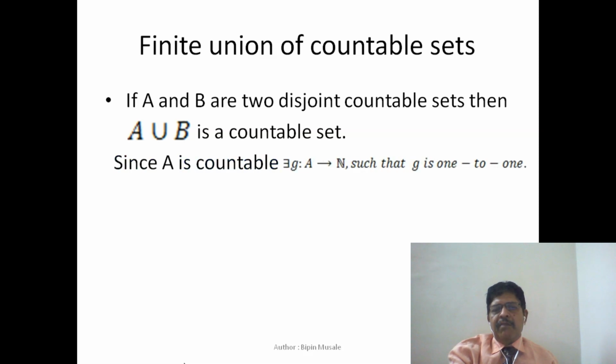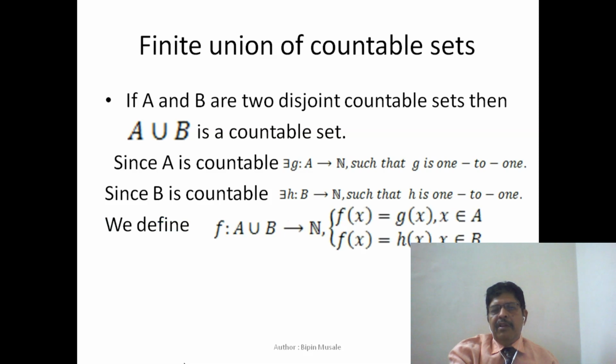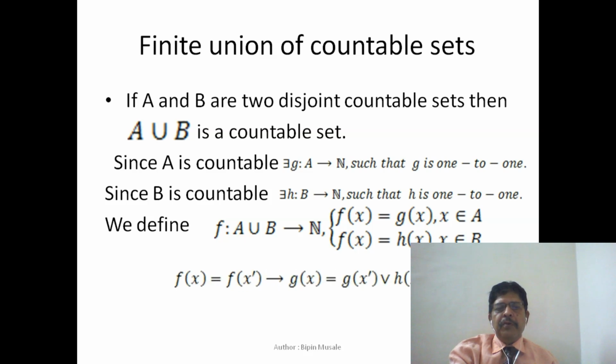So because A is countable, there exists an injective function g from A into N. And because B is countable, there exists another injective function h from B into N. Now a very natural way of defining a function from A union B into N is: f of x is equal to g of x if x is in A, and f of x is equal to h of x if x is in B. Now we will try to prove that this function f is an injective function.